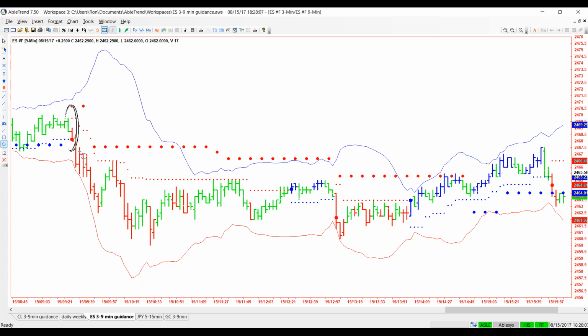Well, we got a short signal here. Here's that triple confirmation we talk about. Red bar, red 3-minute, red 9-minute, triple confirmation. Down it went.